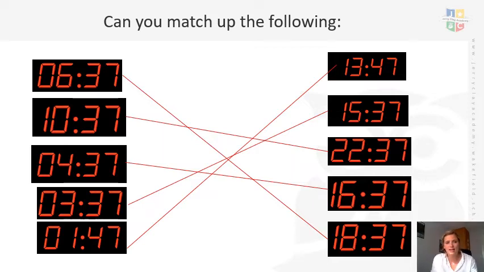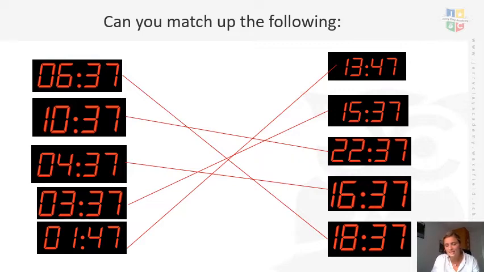Let's have a look at the second one then. 10:37. Again, we know this is AM because it is not past 12, and we can add on 12 to find the PM. So 12 in your head, add on 10, you will find the answer is 22. So it'll be 22:37. For number 3, we're looking at 04:37.